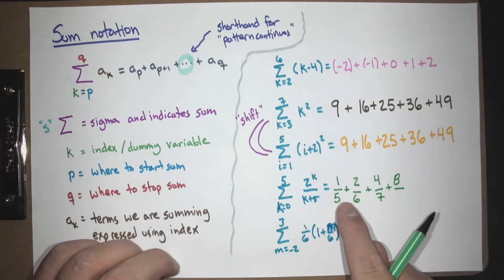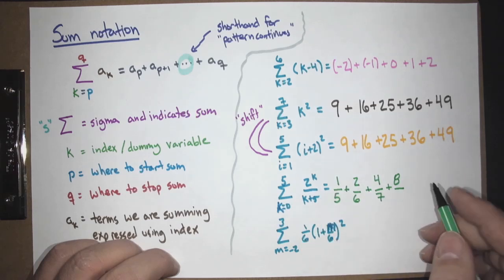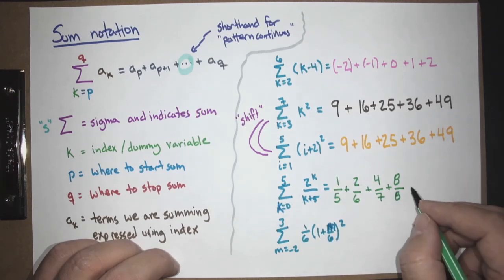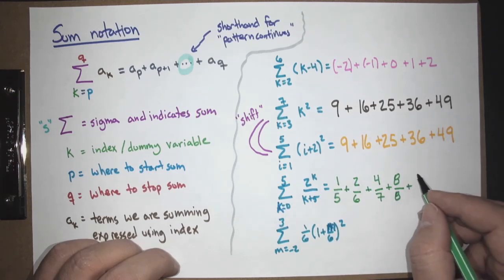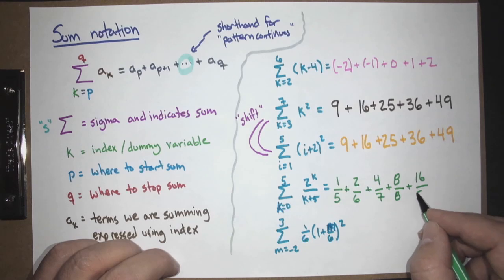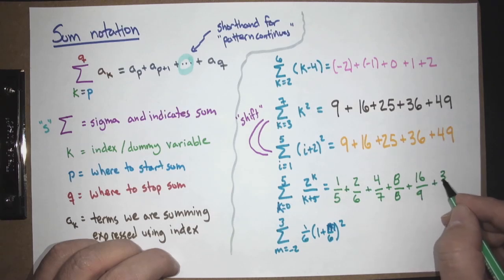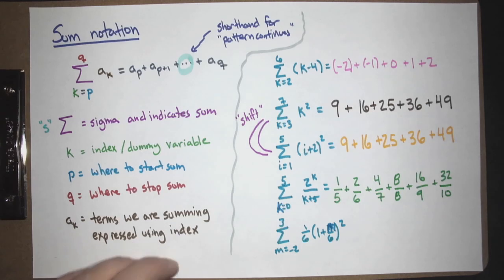Then we are at 0, 1, 2, 3. 3 plus 5 is 8. 2 to the 4th is 16. 4 plus 5 is 9. 2 to the 5th is 32. And 5 plus 5 is 10. So you can get complicated expressions. They can be extremely complicated expressions, but even just mildly.